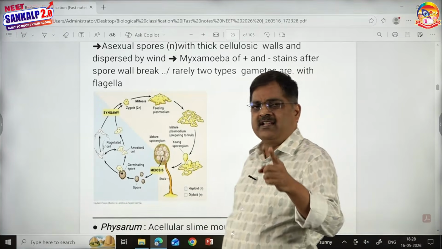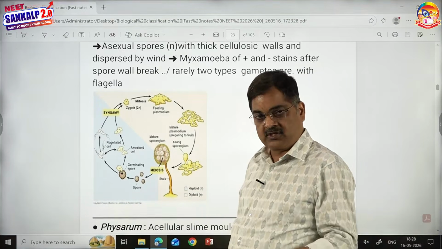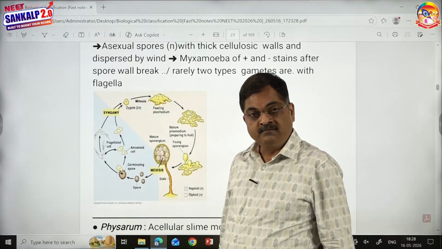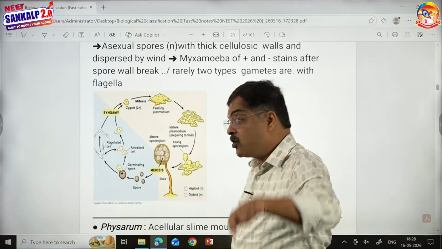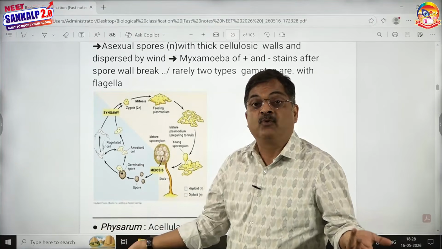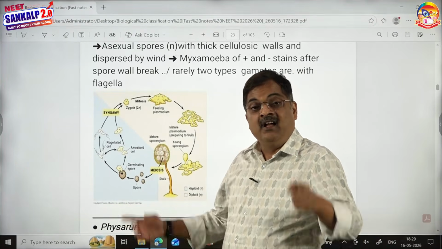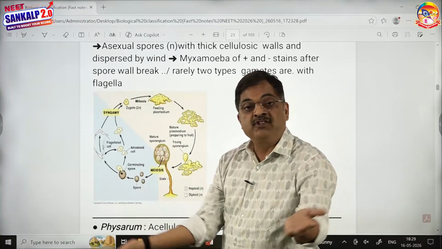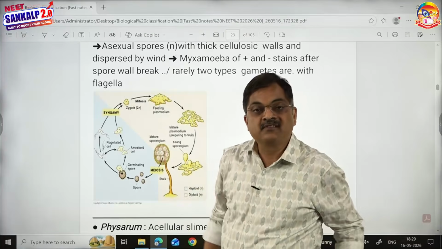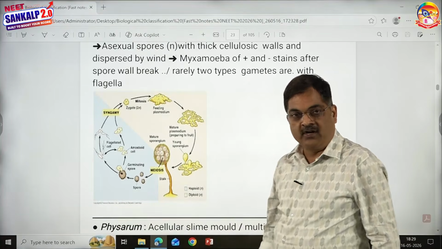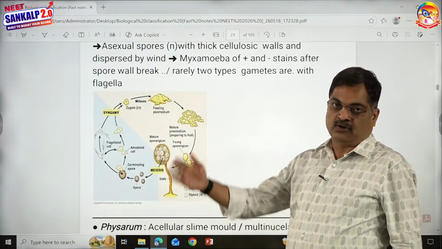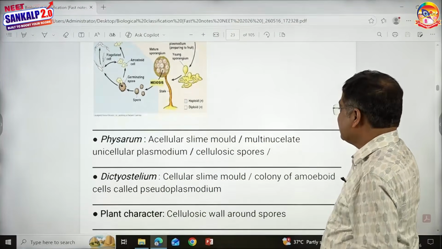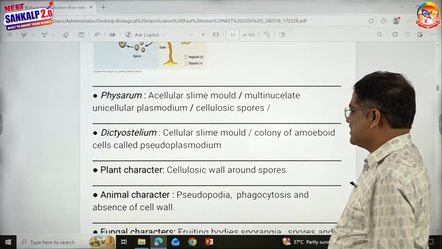So why do you call it plant, animal, fungal protist? Why do you call it a plant protist? Because it contains a cellulosic wall. Why do you call it an animal protist? Because there is no wall around plasmodium. And why do you call it a fungal protist? Because just like fungi, there are sporangia and inside that spores. That is the reason why you call it plant, animal, fungal protist. Slime molds, very important. Physarum is an example. All this is not needed, children.